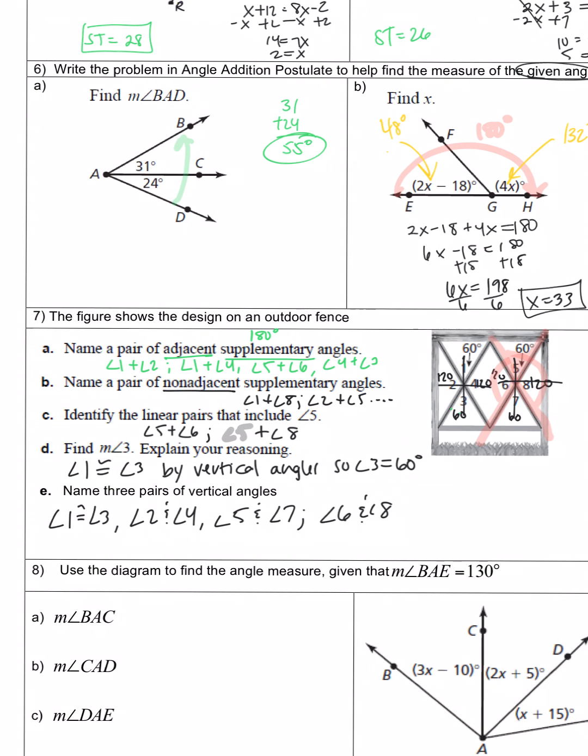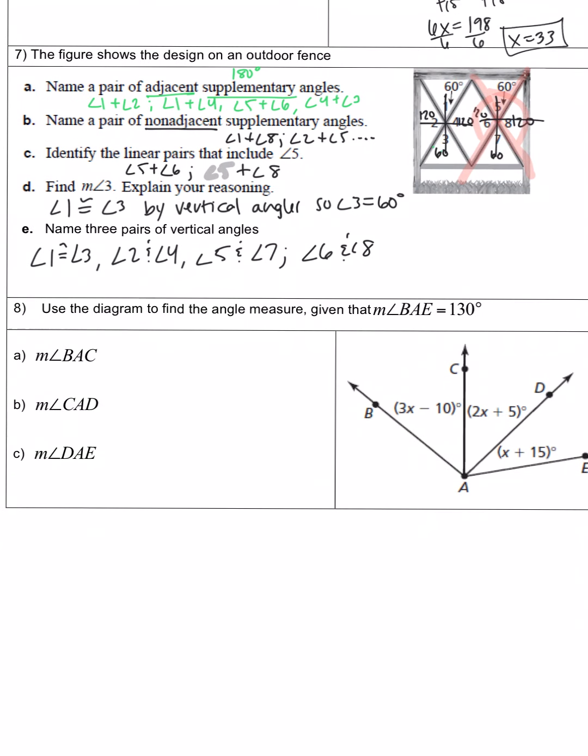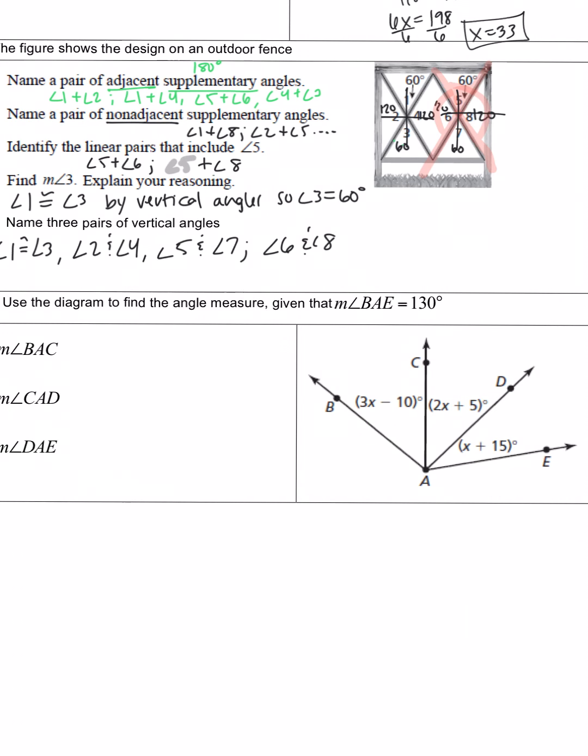All right, last question. Use a diagram to find the angle measure. Given BAE is 130. So angle BAE, the full angle, is 130. So this angle plus this angle plus this angle equals 130. My bad. 3x minus 10 plus 2x plus 5 plus x plus 15 equals 130.